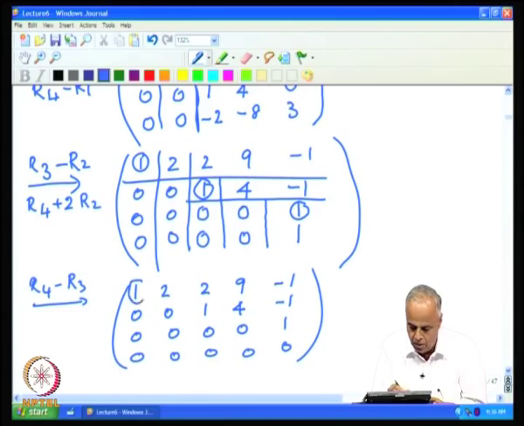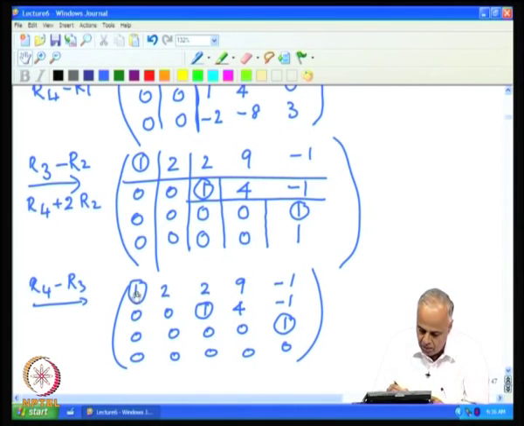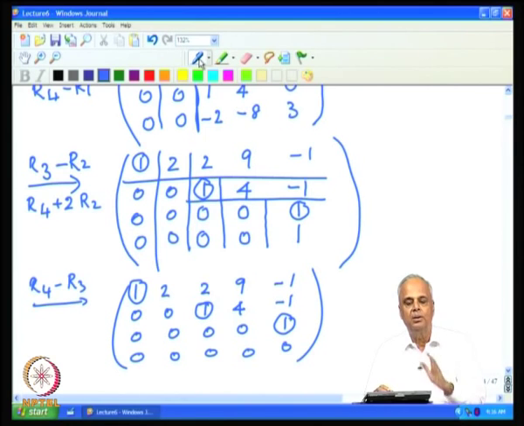These are the pivotal ones which have now been brought into position. All the entries below this pivotal one are 0, all the entries below this pivotal one are 0, all the entries below this pivotal one are 0. So, that completes the first stage of the reduction process. This applies only the first column operations.